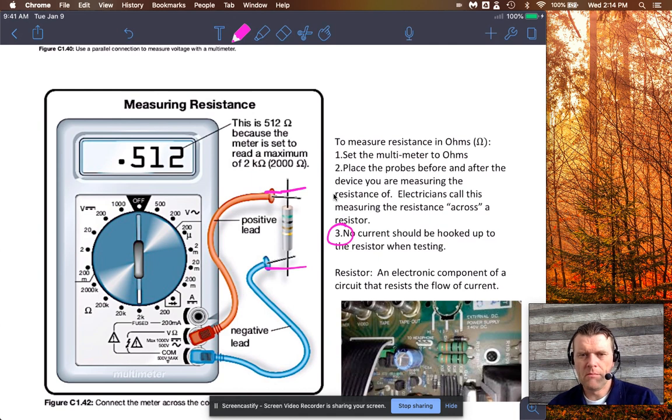So, yeah, that's measuring resistance. And in this case, based on our settings, it's 0.512 ohms, okay? Because we did set it to this 2K reading, 2000, and so it's a fraction of that. But anyway, I put a little picture here.